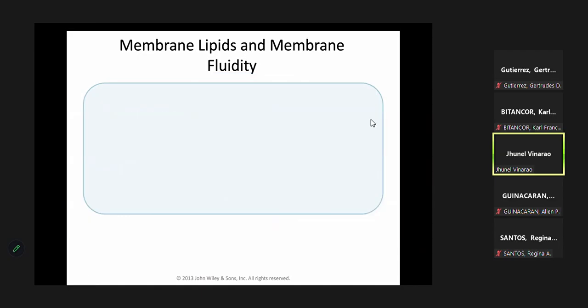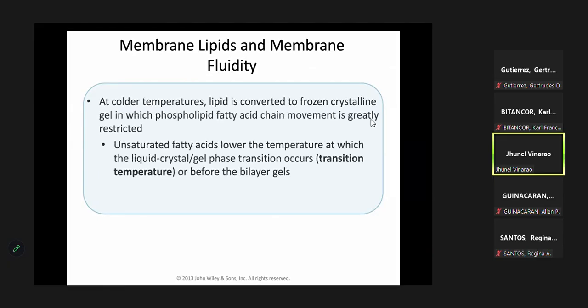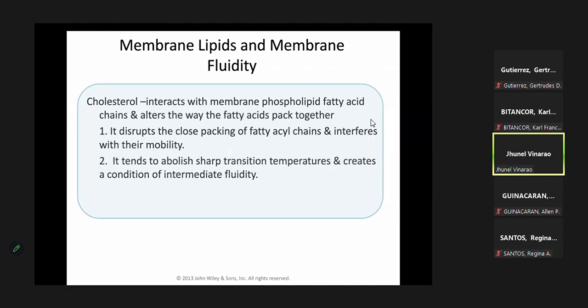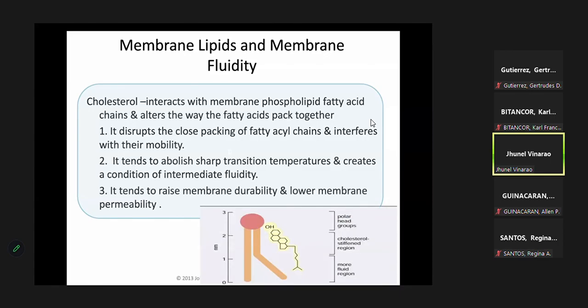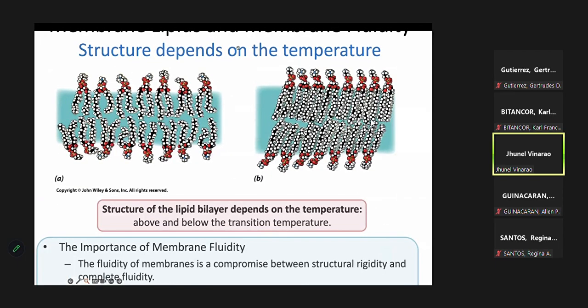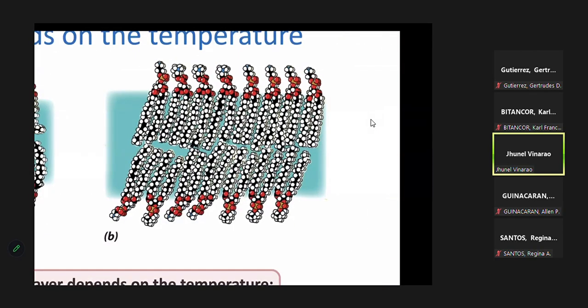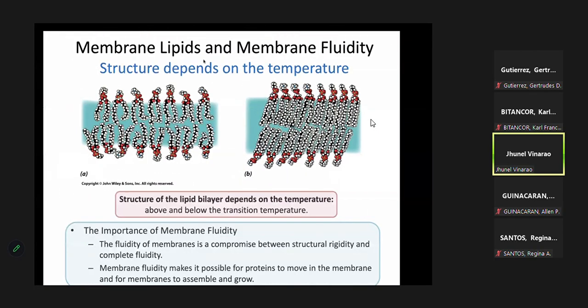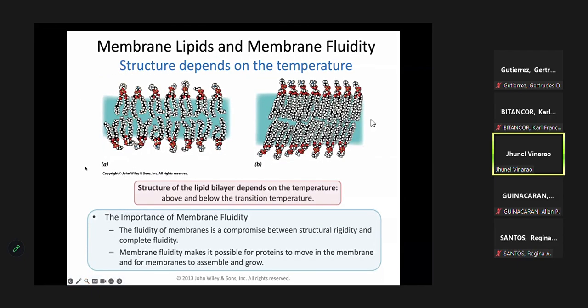Let's try to explain this through this figure. We have figure A and figure B. In the chat box, though it's very apparent, between A and B, which do you think is more solid? A or B?